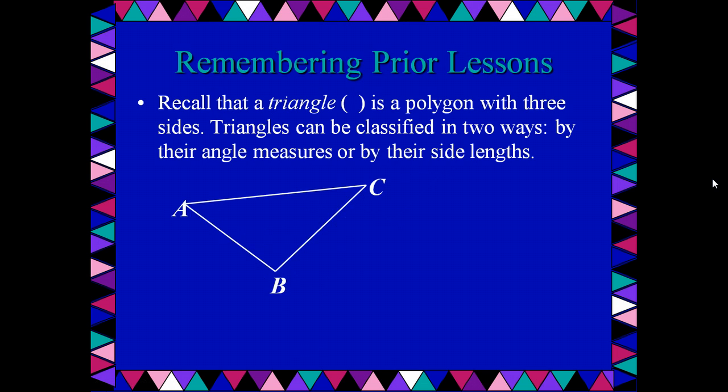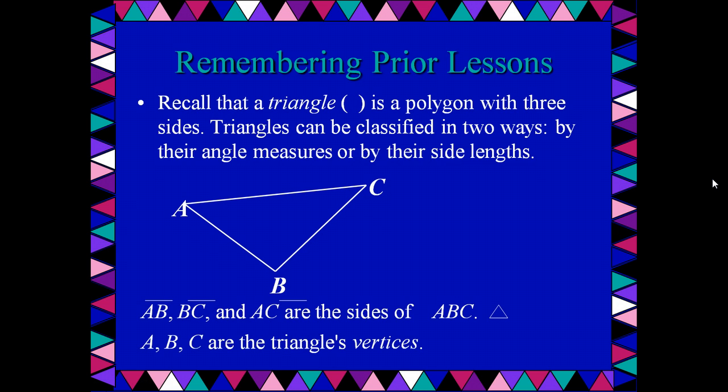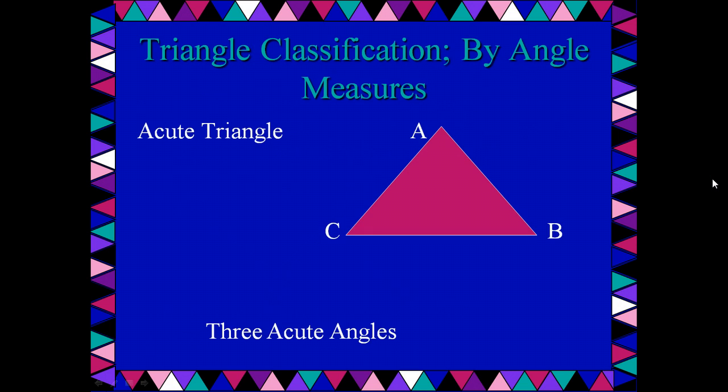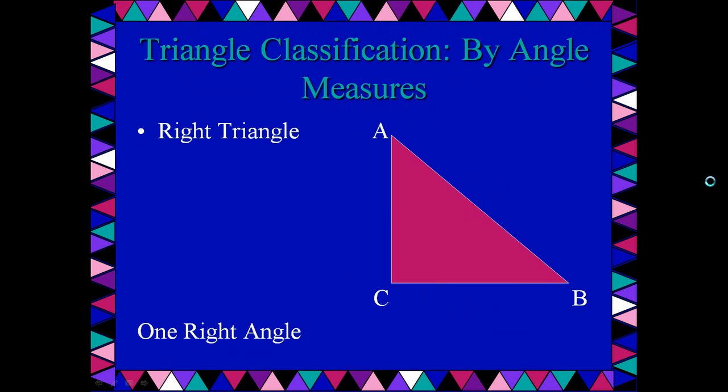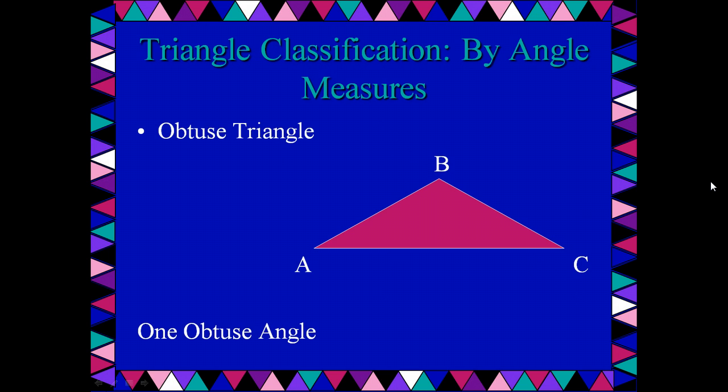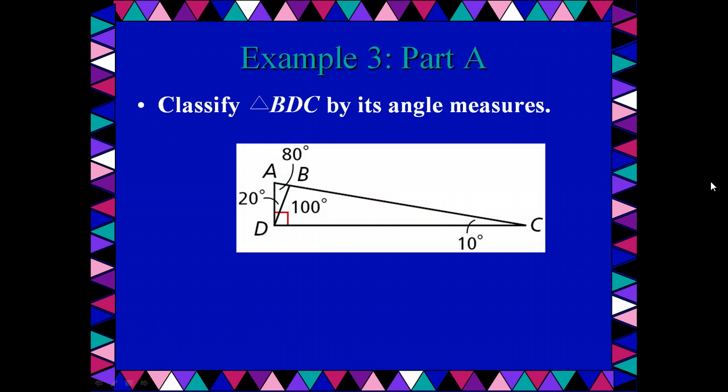So we have triangle ABC. AB and BC and AC are the sides of the triangle. A, B, and C are the triangle's vertices. An acute triangle has 3 acute angles. Equiangular triangles have 3 congruent acute angles. A right triangle has 1 right angle. An obtuse triangle has 1 obtuse angle. And we want to classify these.